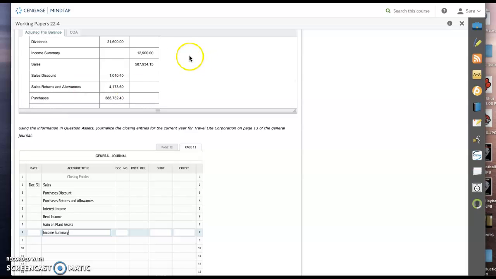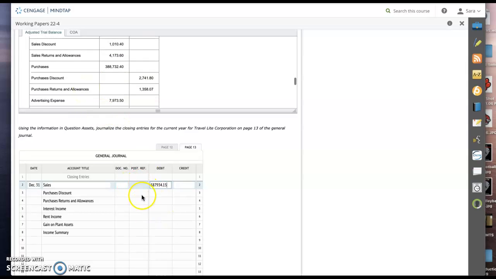our amounts. And remember, we're closing them, so we need them to be the opposite. So sales is a credit, so to close that, we're going to put it in the debit. So $587,834.15. Purchase discount $2,741.80. Returns and allowances $1,358.07.